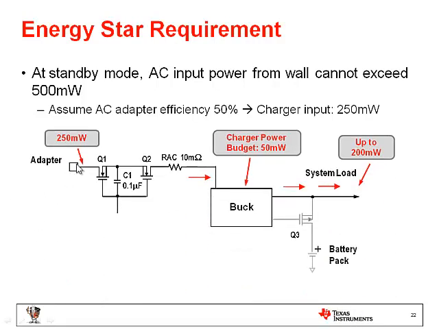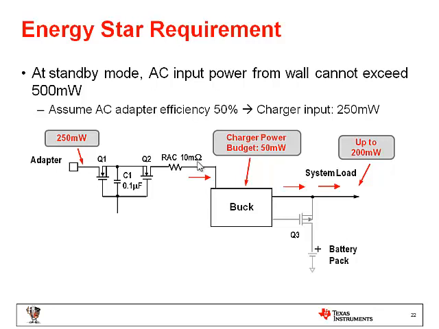So assume this is the input to the mobile device, and the adapter side from wall to this point to the mobile device is typically considered about 50% efficiency. So as the spec says, in standby mode, AC input power from the wall cannot exceed 500 milliwatts. That means the available power coming to the input of the mobile device or the notebook, ultrabook, is only 250 milliwatts.